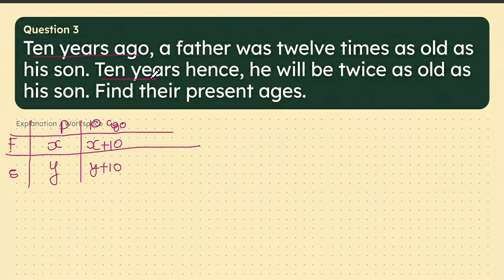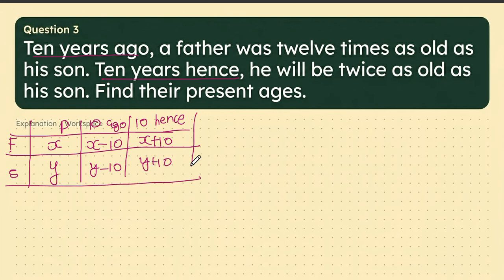And one more condition is 10 years hence. Okay, sorry, 10 years ago, ago means minus. So 10 years ago, the age of the father is x minus 10 and y minus 10. After that, 10 years hence. Hence means addition. So the father's age will be x plus 10 and the son's age will be y plus 10. So this is our age table that we have to use to solve the question.